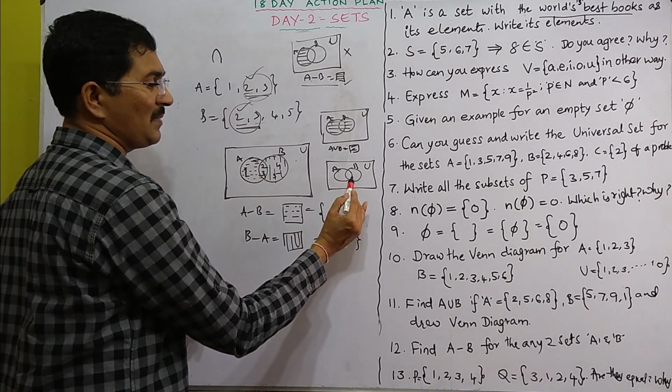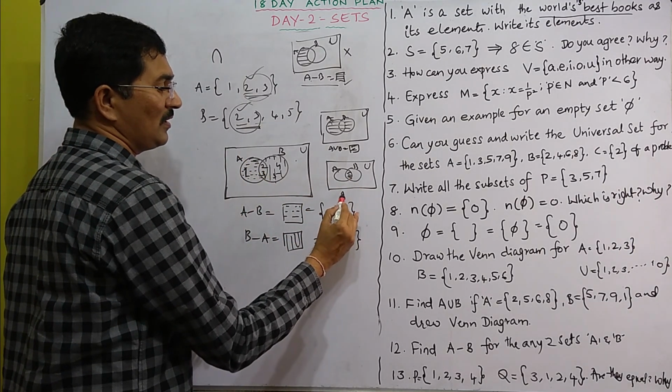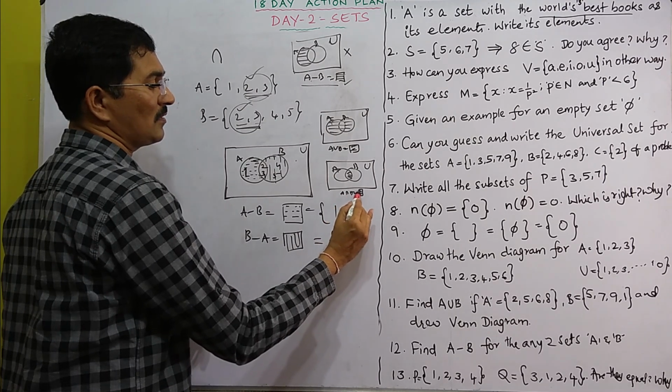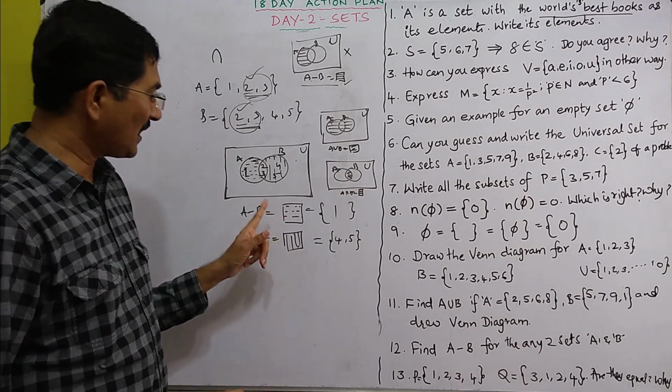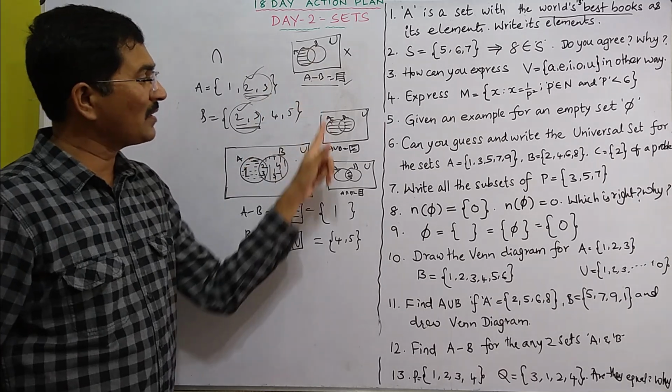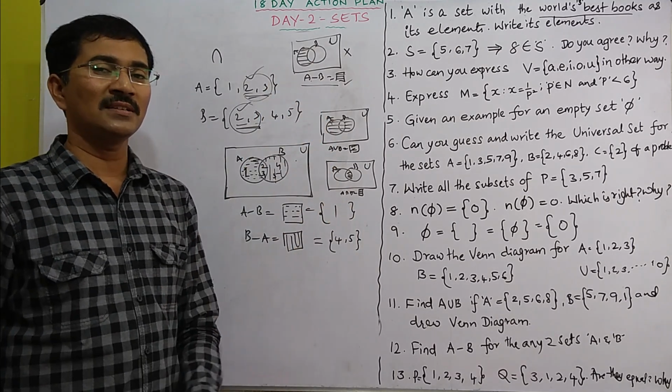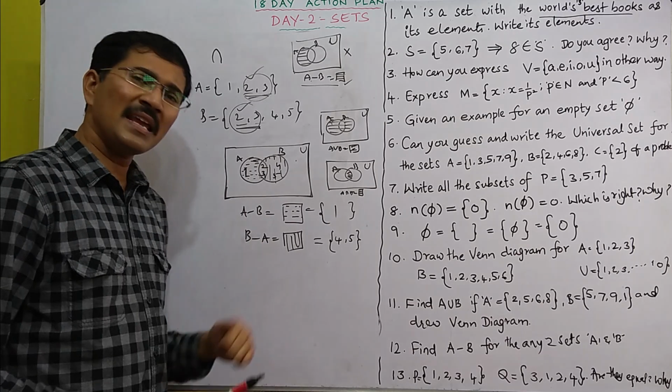The area in between them is this one. So A intersection B is equal to this one. This is very simple. With numbers also you will do it. Without numbers also you must be able to do it. That's it.